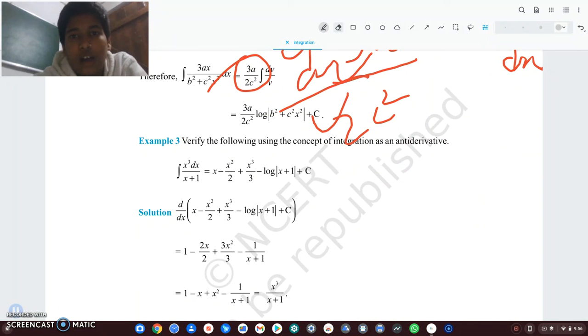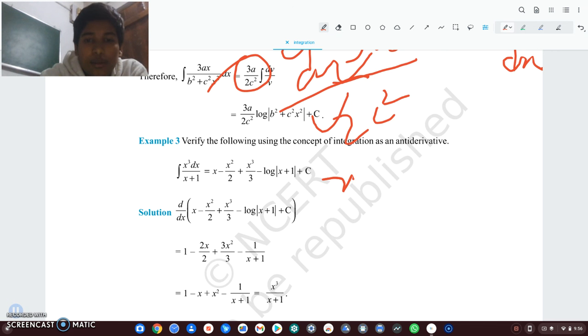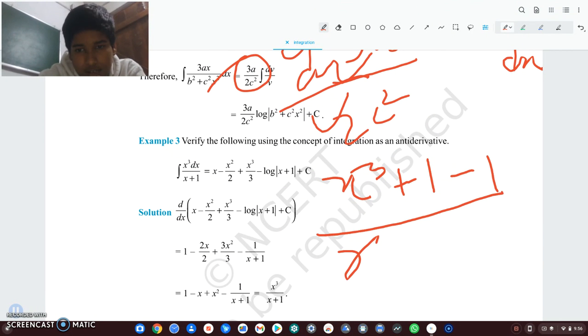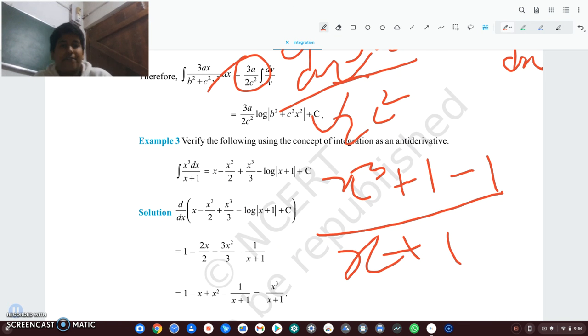So how I would show it: first we would integrate. How can we integrate x cube plus 1 upon x plus 1? In many ways it is difficult, but the way I do it is easy. Can we write x cube plus 1 upon x plus 1 minus 1 upon x plus 1? Yes, I can write like this.